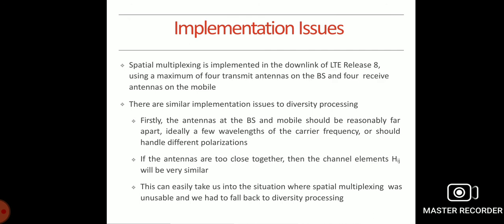So in this session we discussed the spatial multiplexing method in multi input and multi output antenna techniques. In the next session we are going to discuss the transmitting and receiving diversity methods of multi input and multi output antenna techniques.